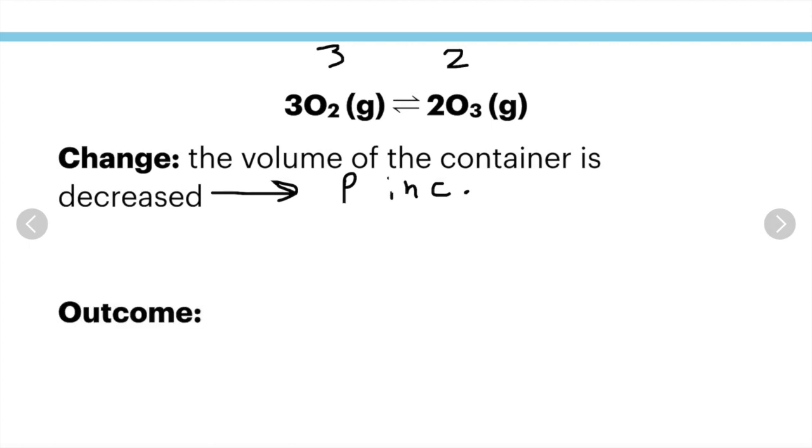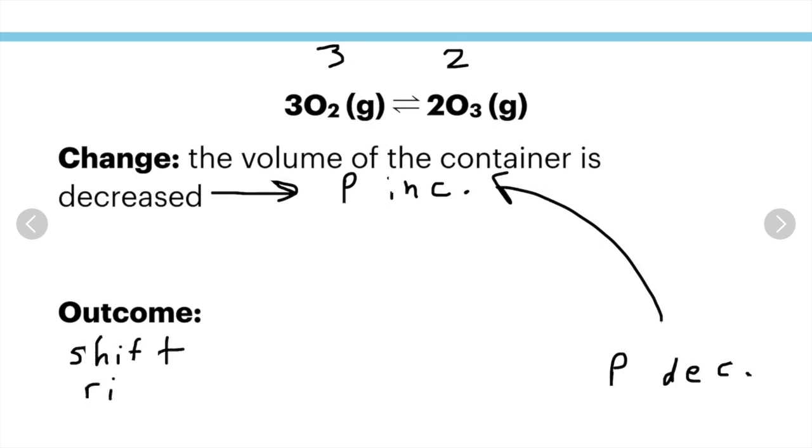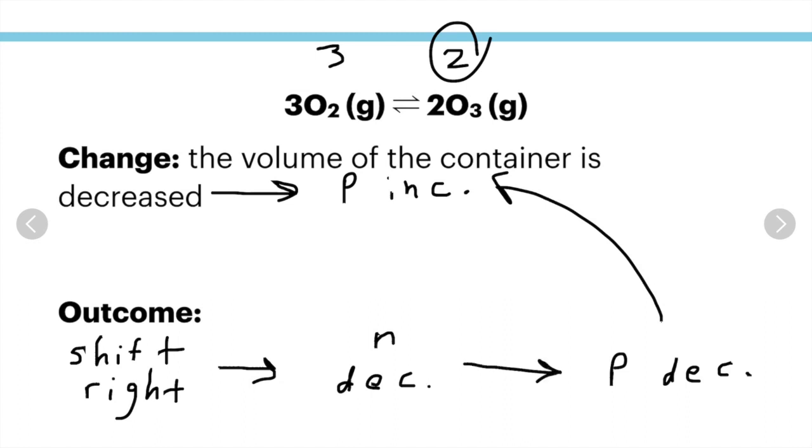To counteract the change, we need some way to decrease the pressure. And so the way we do this is by shifting the equilibrium position to the right, towards the products. And when we shift it towards the products, we're going to be producing fewer moles of gas because the products only have 2 moles versus 3 moles. So when we shift right, we're going to be decreasing n, which is the moles of gas. And when we decrease n, we're also going to decrease P because those two are directly proportional.